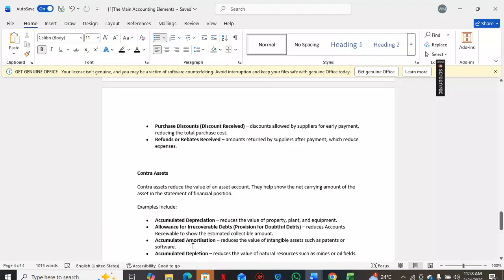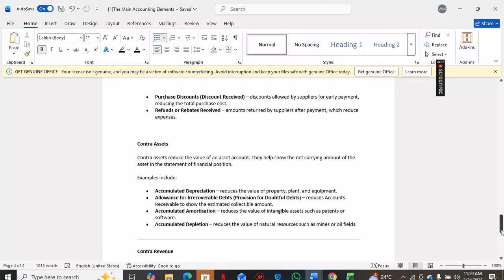Accumulated amortization. So depreciation is for tangible non-current assets. Amortization is for intangible non-current assets. So accumulated amortization reduces the value of intangible assets. Then you've also got accumulated depletion, which reduces the value of natural resources like mines or oil fields.